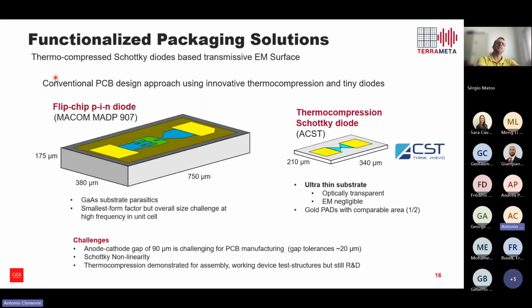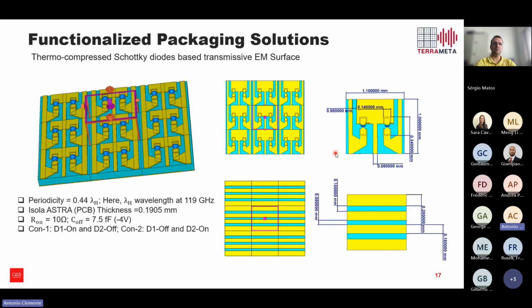For this reason, in the TERRAMETA project with our colleagues from the ACST group, we are studying the possibility to use new devices such as Schottky diodes. Why did we select this kind of device? Because compared to the packaging of the PIN diodes, the Schottky diodes are very small. So can you see? And we think that we can easily integrate this kind of diode in our devices.